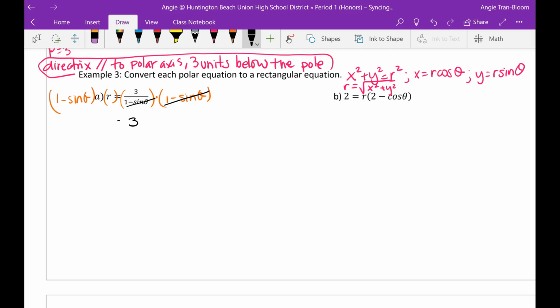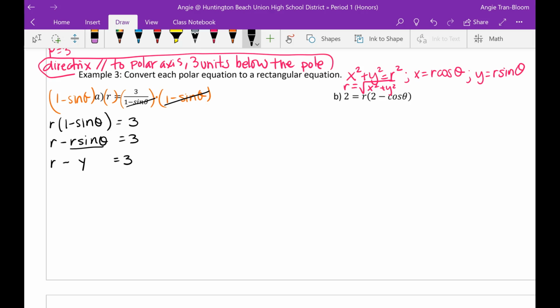So now you have 3 equals r times 1 minus sine of theta. I'm going to distribute my r. So this is going to be r minus r sine of theta equals 3. This one, I can totally see what that is. That is immediately y. So r minus y equals 3. So almost there, except I have this problem. I have this r value.